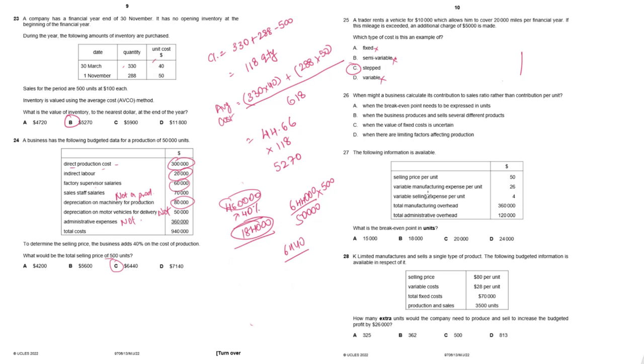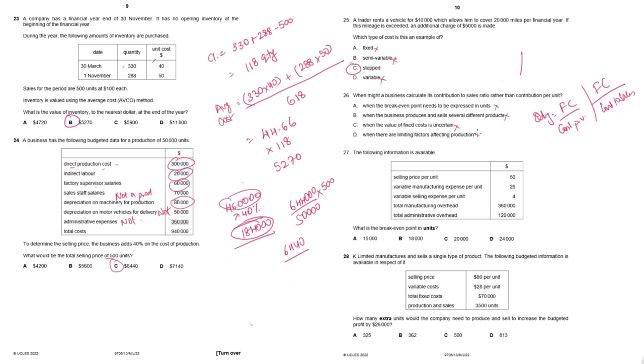So 25C. When might a business calculate its contribution to sales ratio rather than contribution per unit? So for break-even point, there are two formulas. One, if you calculate the break-even in terms of quantity, the formula is fixed cost over contribution per unit. And the other formula, when you want to calculate break-even in terms of revenue, in terms of dollars, then you will do fixed cost upon contribution to sales ratio. Let's see. When the break-even point needs to be expressed in units, no. When the business produces and sells several different products, no, irrelevant. When the value of fixed cost is uncertain, no. When there are limiting factors affecting production, obviously this is also not relevant.